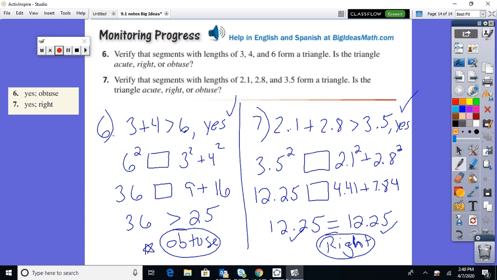So there you go, guys. A squared plus B squared, C squared. You know it. Equal, greater, less than, all kinds of good stuff.